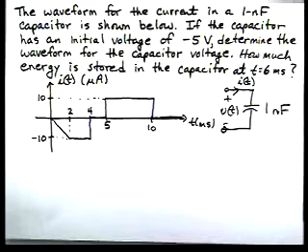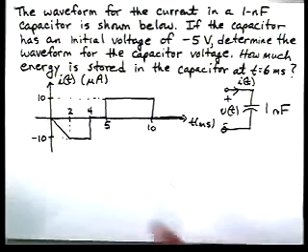In this problem, we're given the waveform for the current flowing through a 1 nanofarad capacitor. If the capacitor has initial voltage of 5 volts at t equals 0, determine the waveform for the capacitor voltage, and how much energy is stored in the capacitor at t equals 6 milliseconds.